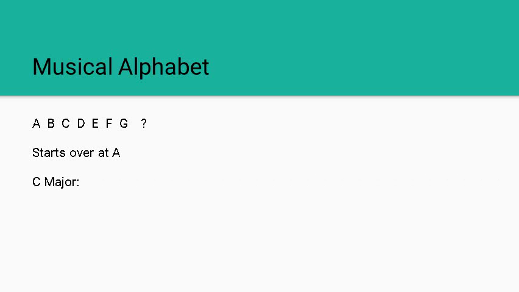Now the center of our musical world is sort of the C major scale. It has no sharps and no flats in it, and we'll talk about what that means in a later video, but the C major scale is going to be C, D, E, F, G, A, B, and C. And you'll notice again that we start over after we go one higher than G, we start over again at A.